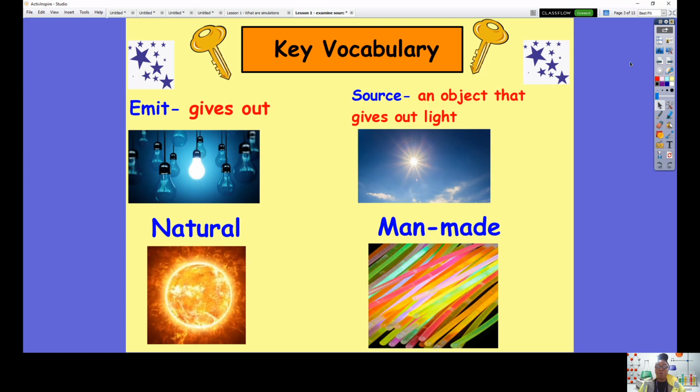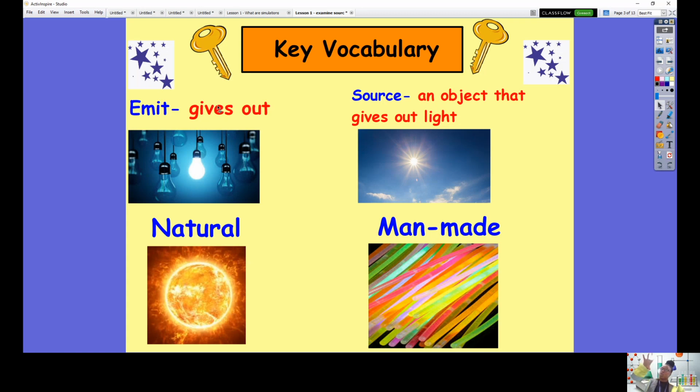Moving forward, we are going to learn our key vocabulary for this lesson. I'm going to say the word, you are going to repeat it. You can look down in the corner of your screen and you should be able to see me, and I'm going to do an action that will match the word that we are learning. The first word is emit. Can you say emit? Fantastic. Emit means to give out. So if a source emits light, it gives out light. Emit.